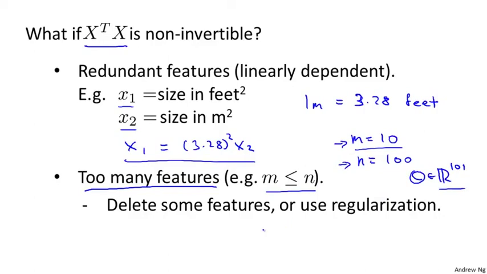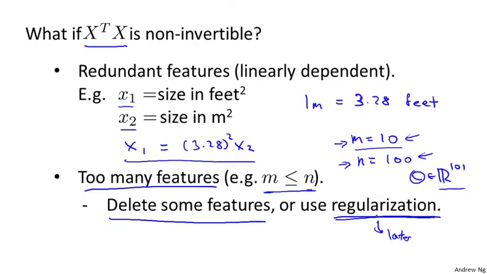But commonly what we do then, if m is less than n, is to see if we can either delete some features or to use a technique called regularization, which is something that we'll talk about later in this course as well, that will let you fit a lot of parameters, use a lot of features, even if you have a relatively small training set. But this regularization will be a later topic in this course.